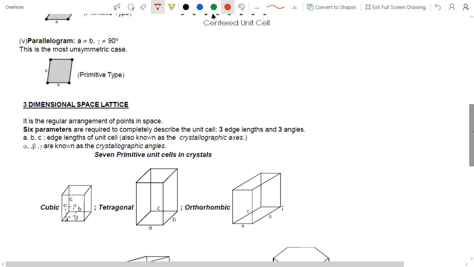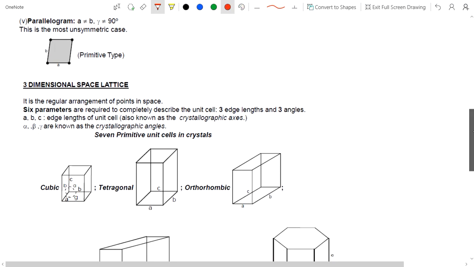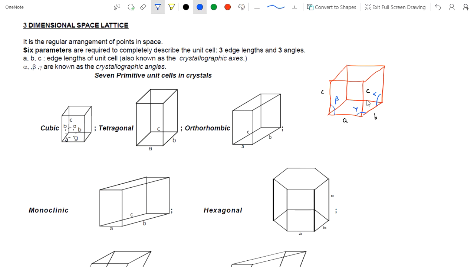Now let's talk about three-dimensional arrangements. Now to describe any three-dimensional system, we need 6 parameters: 3 sides A, B, C and 3 angles alpha, beta and gamma. Now by convention, angle between sides A and B is called gamma, angle between A and C is called beta, and angle between B and C is called alpha.